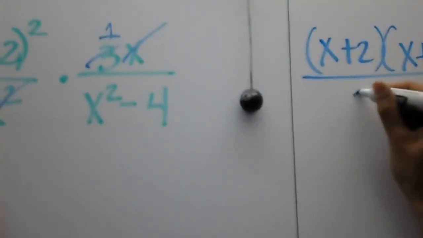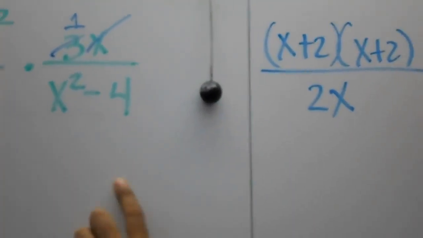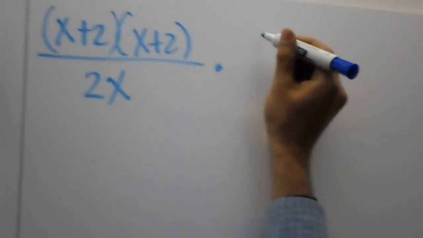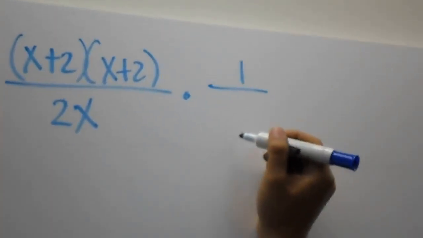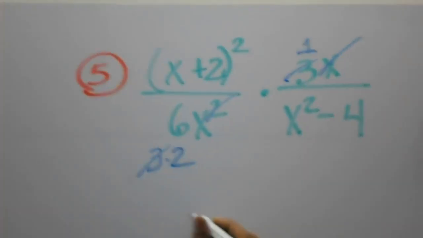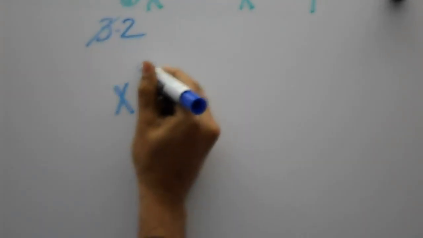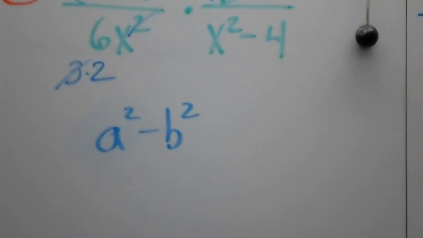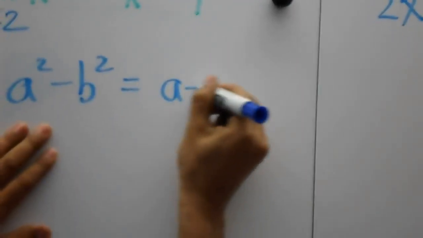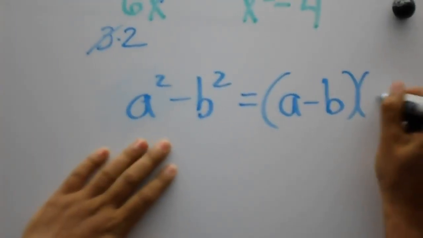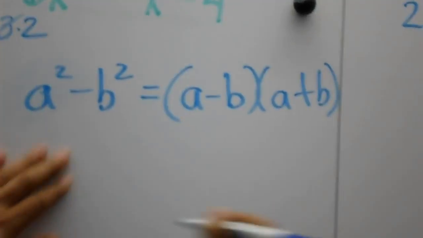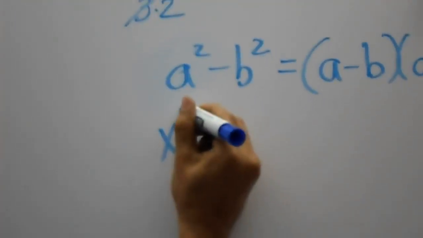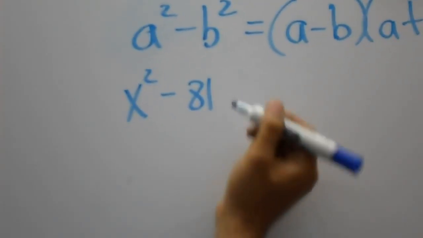over 2x multiplied by, that's all gone, and then x squared minus 4 is the difference of squares. So a small review would be a squared minus b squared. That's a difference of squares. So you write a minus b, a plus b. So if I were to have another example, x squared minus, let's say, 81, right?